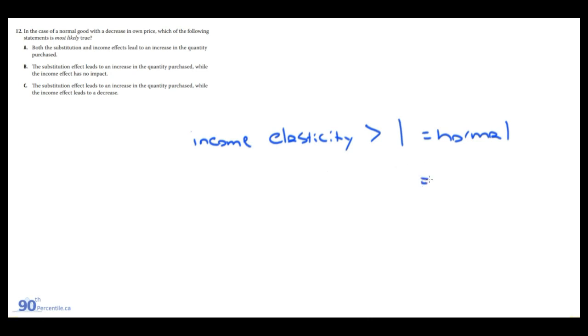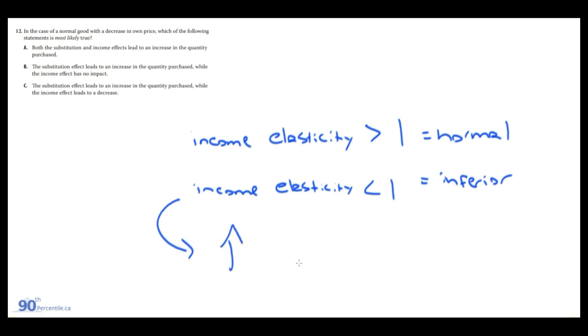While for an inferior good, the income elasticity is less than 1. And all of this means, once again, as your income increases, the quantity demanded of a good decreases.